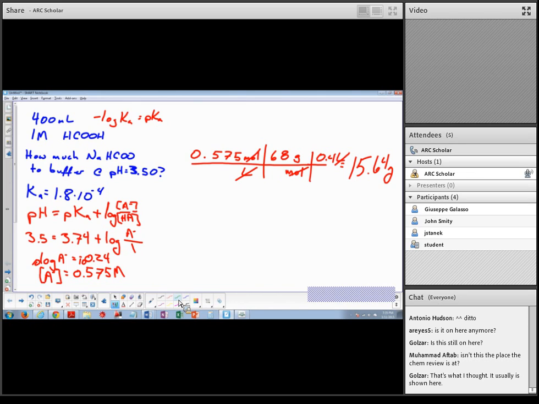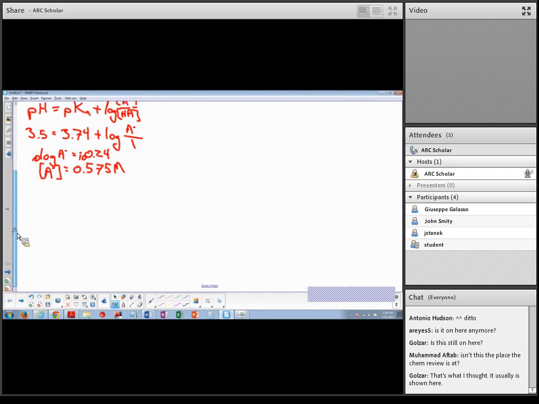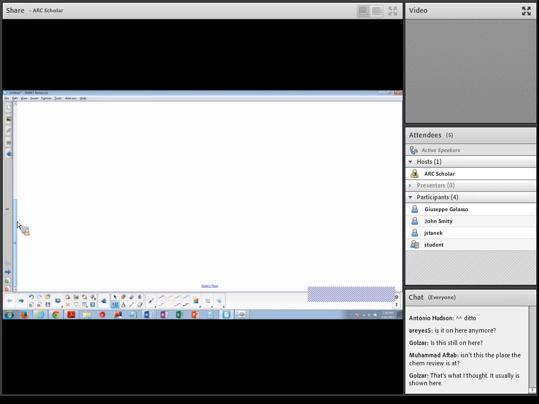Okay, so here's a polyprotic one. Look at that. Oh, there's a button at the bottom, extend page.